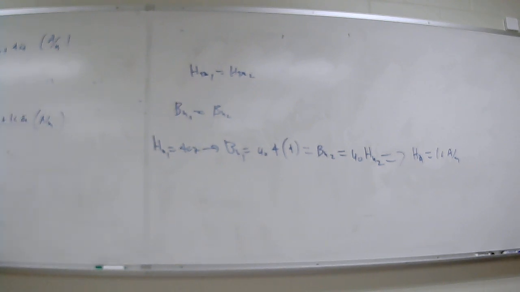Does he have the H field or B field? What does he ask for? He asks for, I'm not sure, where is it?